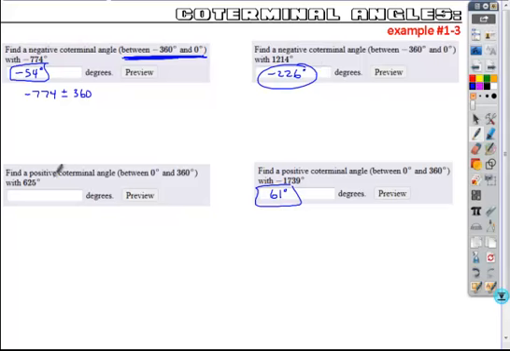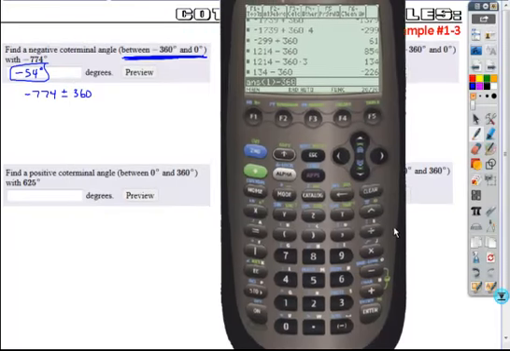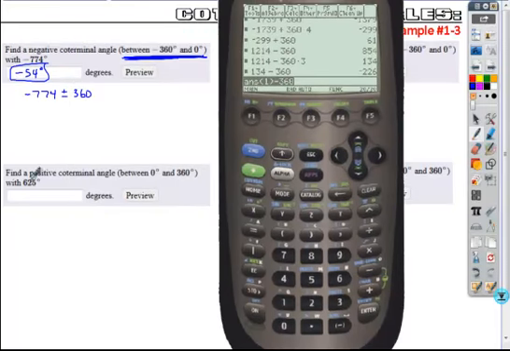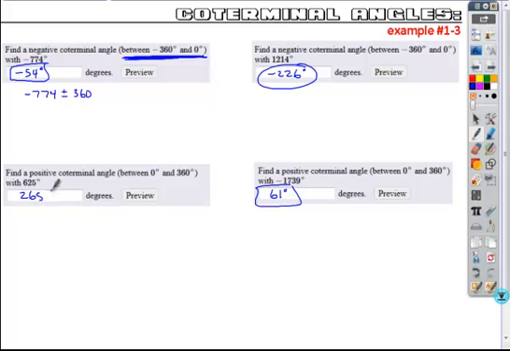And then down here, I want to find a positive coterminal angle with 625. It already starts higher than 360, so I start with 625 and have to reduce it. I subtract 360 from that and get 265. Is that within this range? Yep, and so I'm done. I only had to do it that one time, and that would be my solution.